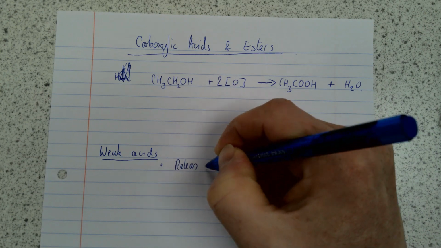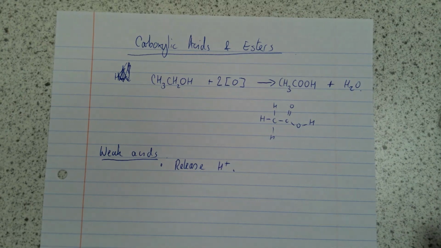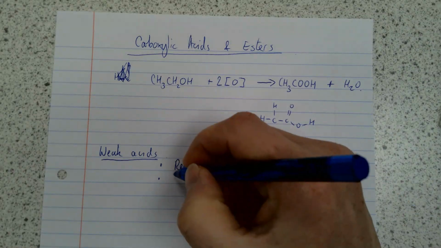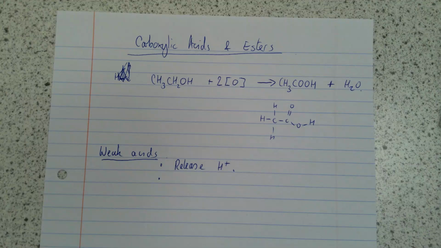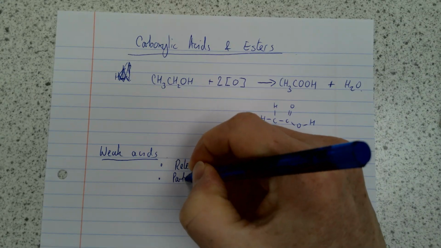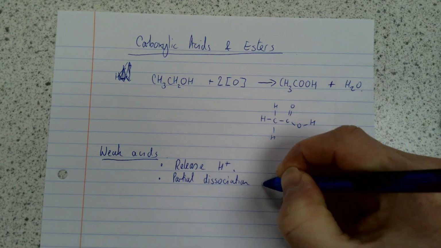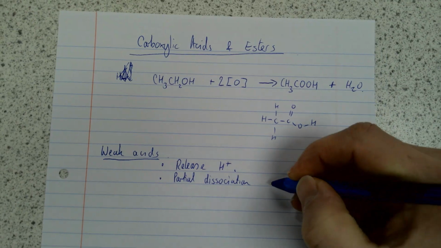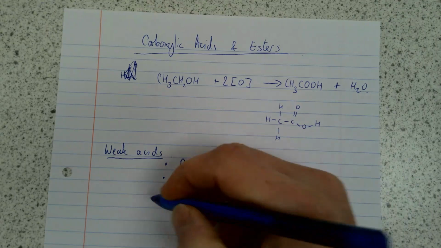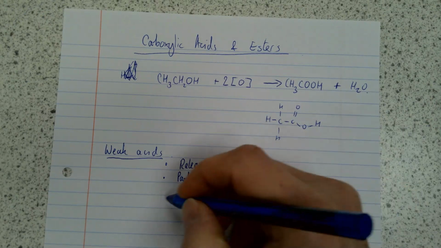release H+. Hopefully you're comfortable that that's what an acid is, but how many of you would have written it in an exam? So in other words, somehow it releases H+, just like HCl releases H+. But with weak acids, of course, you only get partial dissociation of the acid. So that would be a definition of a weak acid: partial dissociation of the acid to release H+, something like that.